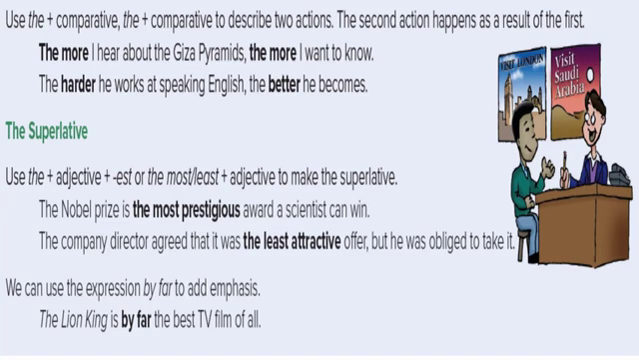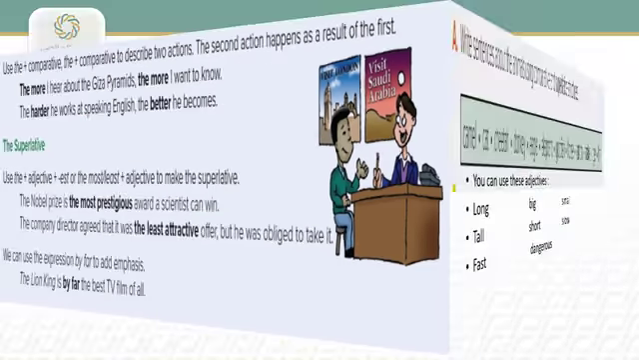The superlative: we use the superlative to state that something is very different from the others and it's quite unique. The Nobel Prize is the most prestigious award a scientist can win. The company director agreed that it was the least attractive offer, but he was obliged to take it. We can use expressions like by far to add emphasis. The Lion King is by far the best TV film.